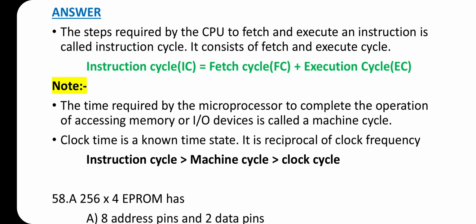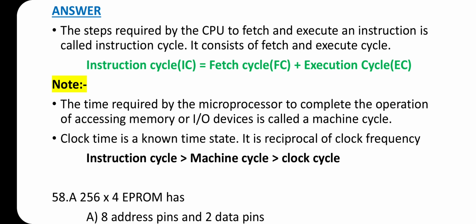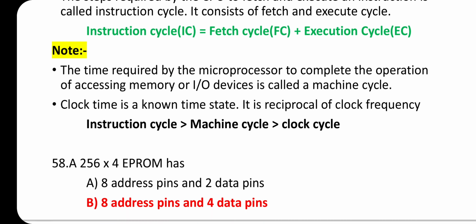The time required by the microprocessor to complete the operation of accessing memory or an I/O device is called a machine cycle. Clock time is a non-time state. It is the reciprocal of clock frequency. Instruction cycle is greater than machine cycle, which is greater than clock cycle.